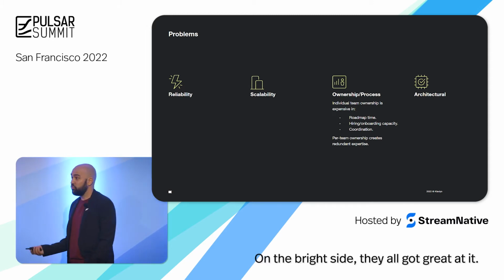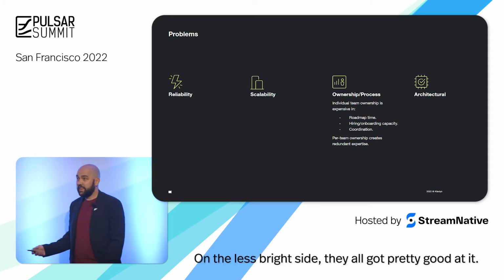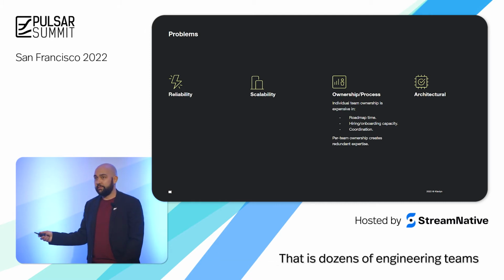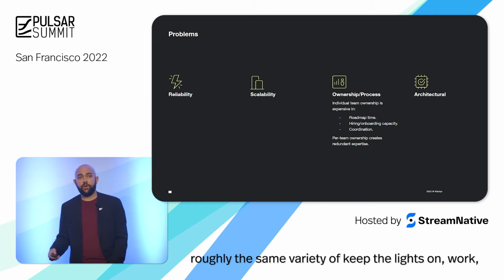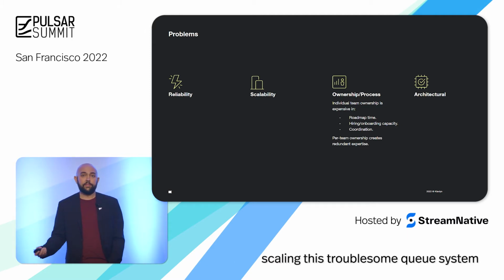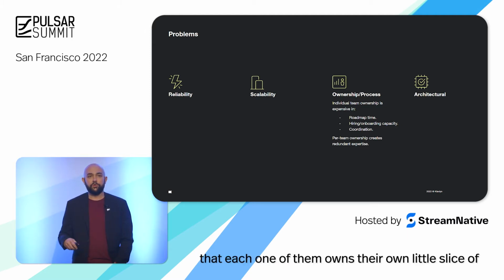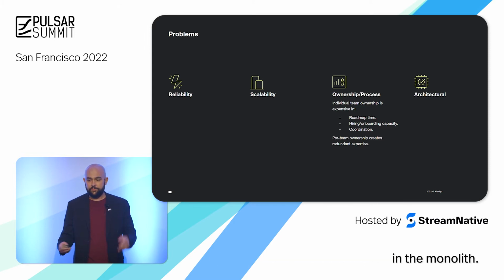On the bright side, they all got great at it. On the less bright side, they all got pretty good at it. That is, dozens of engineering teams spending cycles doing roughly the same variety of keep-the-lights-on work, scaling this troublesome queue system that each one of them owns their own little slice of in the monolith.